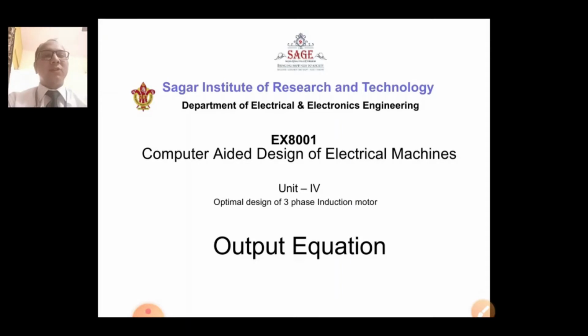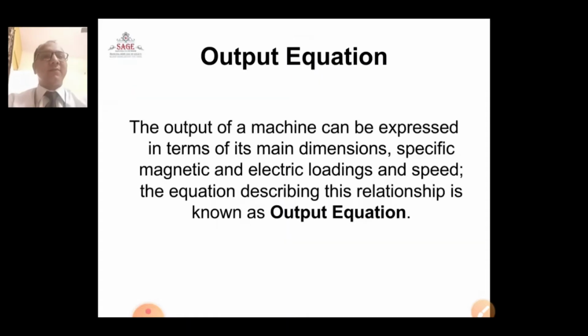Today's topic is output equation and it is from the unit 4, optimal design of three-phase induction motor. What is output equation? The output equation of a machine can be expressed in terms of its main dimension, specific magnetic and electric loading and speed. The equation describing this relationship is known as output equation.